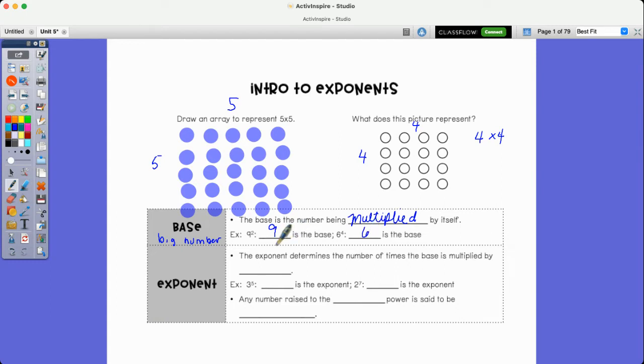The exponent is the number that determines the number of times the base is multiplied by itself. It is not a multiplication fact, okay? So this is going to be a little bit different. So 3 to the 5th, 5 is the exponent, and 2 to the 7th, 7 is the exponent. Any number raised to the second power is said to be squared. And I'll throw this one out here. The third power is called cubed. Expect to see that on your paper.